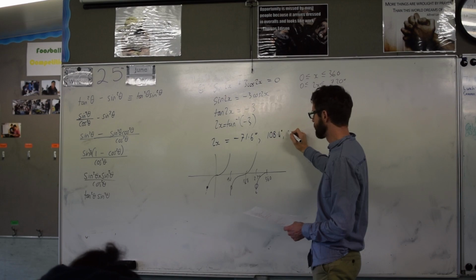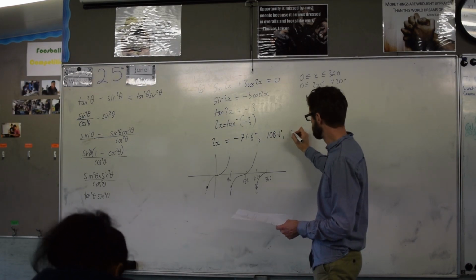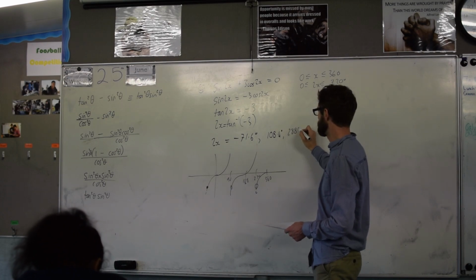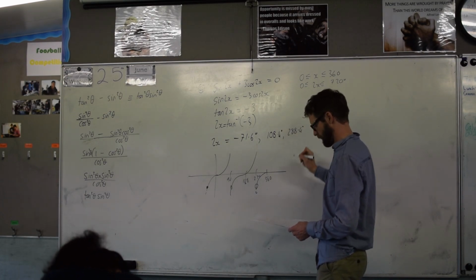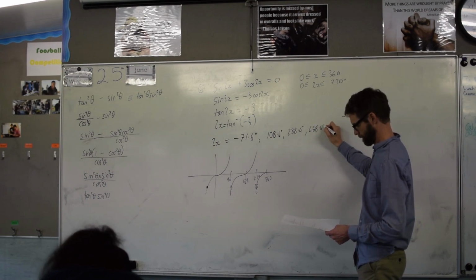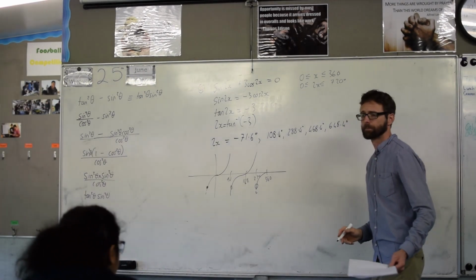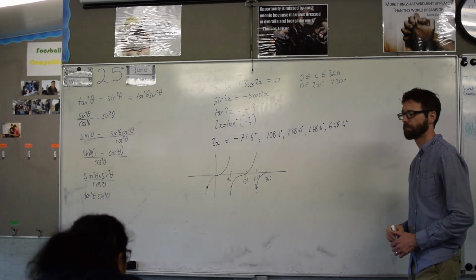Not sure about that one. My next one I get is 288.4, because we're just adding 180. Then I get 468.4. And then I got 648.4. Those are the values I'm getting.